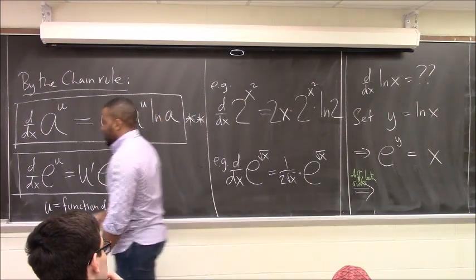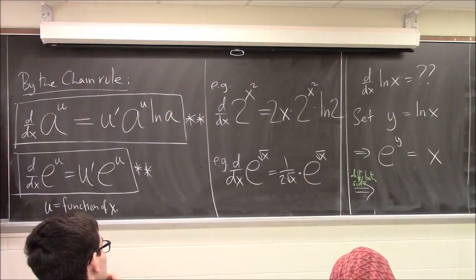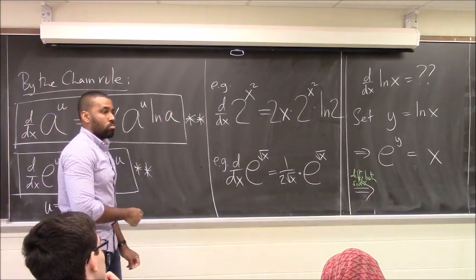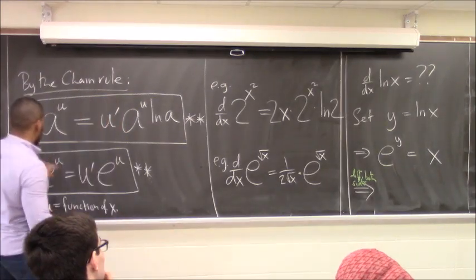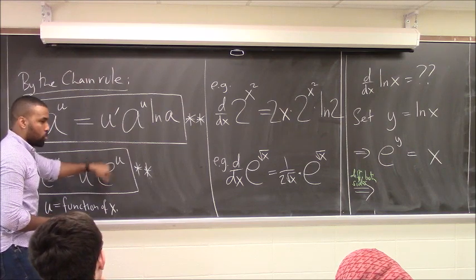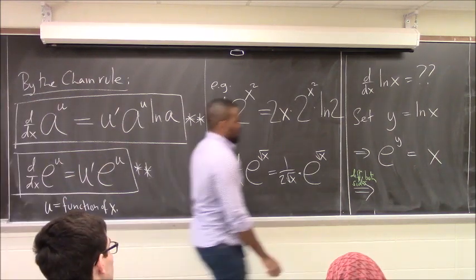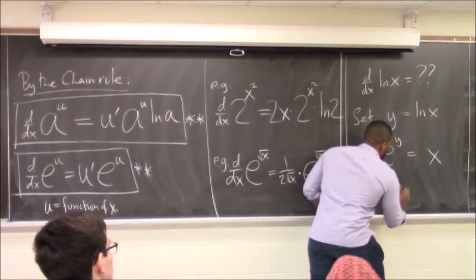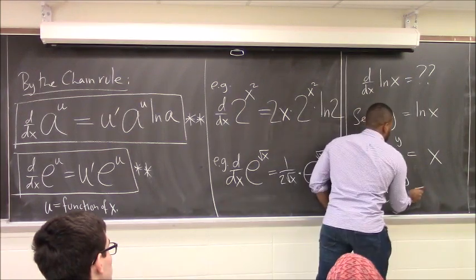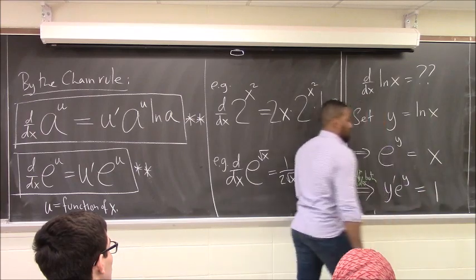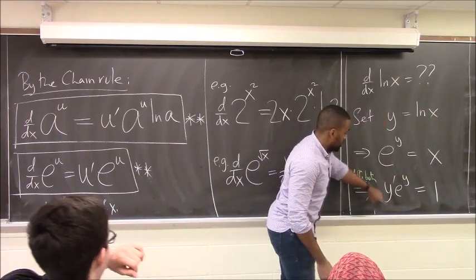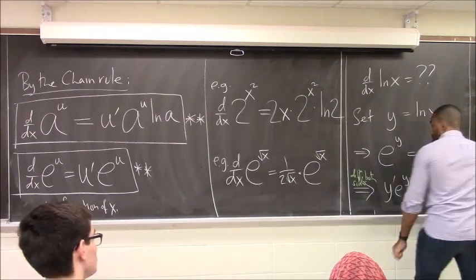What is the derivative of e to the y? E to the y times y prime. Literally put y here, y here, y here. So this is y prime e to the y. What is the derivative of x? 1. So now, y prime is what I care about. Let's solve for y prime.